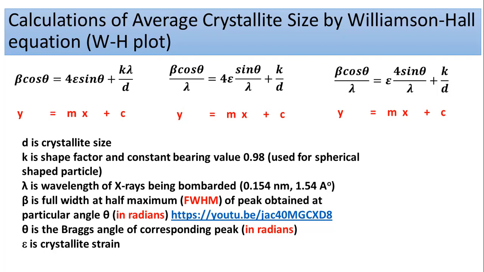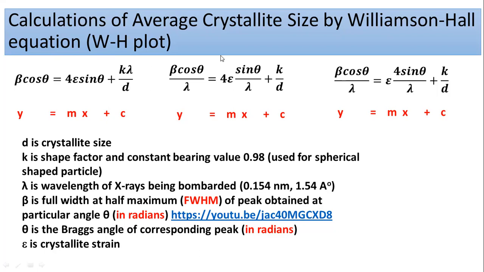So remember in the previous video, the link to which is given over here, we have discussed the crystallite size by using the Scherrer equation. And now this equation is particularly for the average crystallite size, because here we are going to consider all the peaks at the 2 theta degrees. So first have a look at the equation.